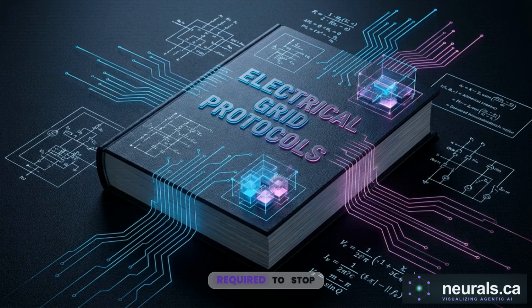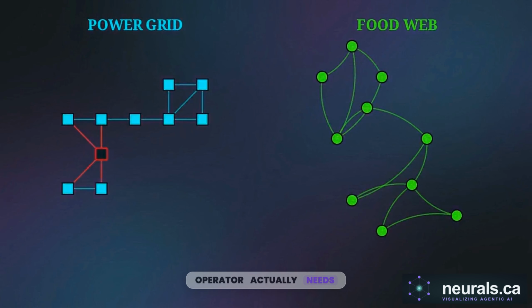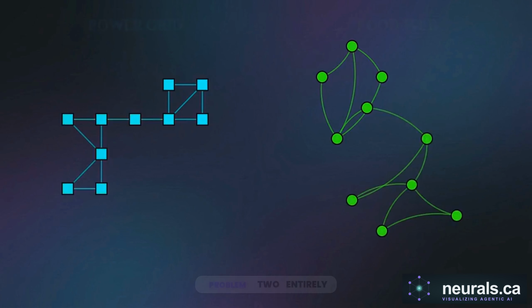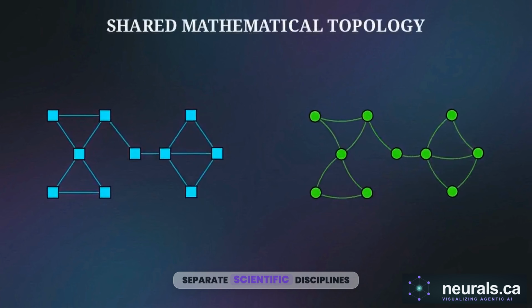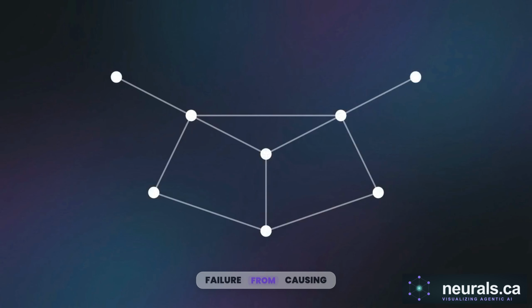The logic required to stop this specific structural collapse does not exist in standard electrical engineering manuals. To find the answer, the grid operator actually needs the principles of theoretical ecology and food web network resilience. This is a classic orphan problem. Two entirely separate scientific disciplines are staring at the exact same mathematical structure, preventing a localized node failure from causing a systemic cascade. But they lack a shared vocabulary to communicate about it.